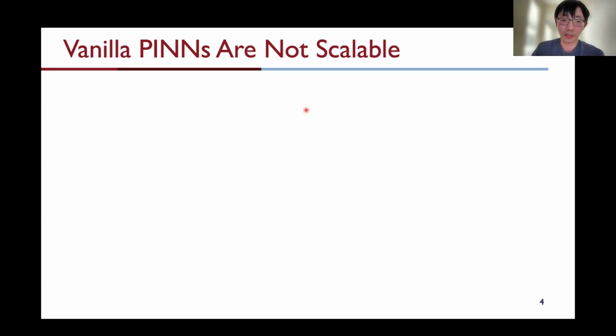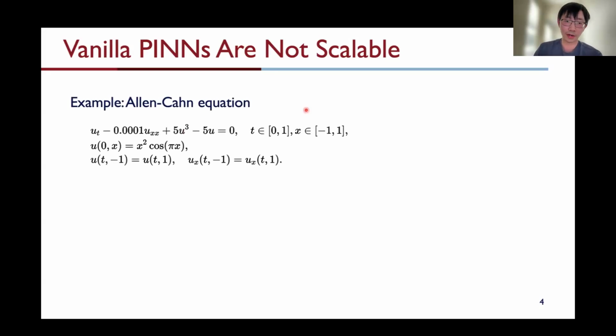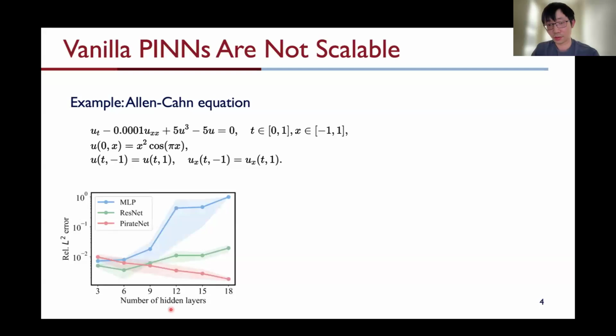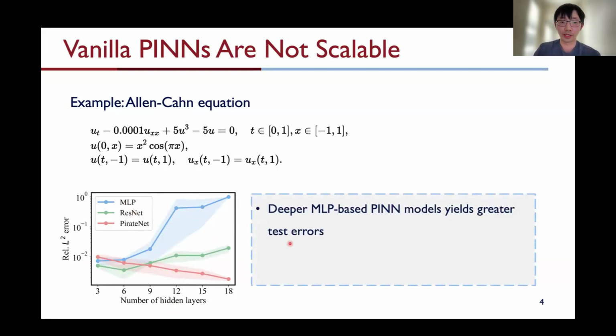But in the following slides, you'll see that it's not because we don't want to use large PINN models, but simply because we can't. To demonstrate this, I prepared a numerical example, the Allen-Cahn equation. This is a well-known benchmark studied in the recent PINN literature. What happens if we train a PINN model to solve this equation? Here I show the resulting relative errors after training. If you look at this blue line, this represents the results of training PINNs with MLP as backbone. You can see that deeper MLPs yield greater test errors.